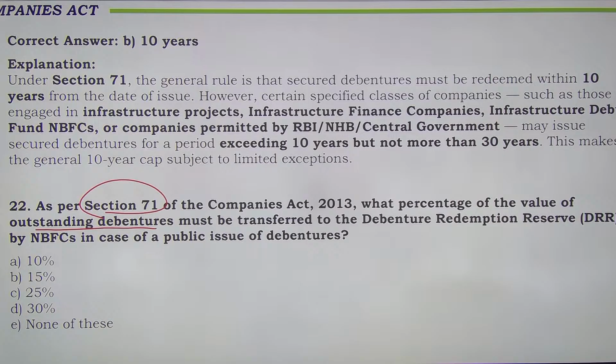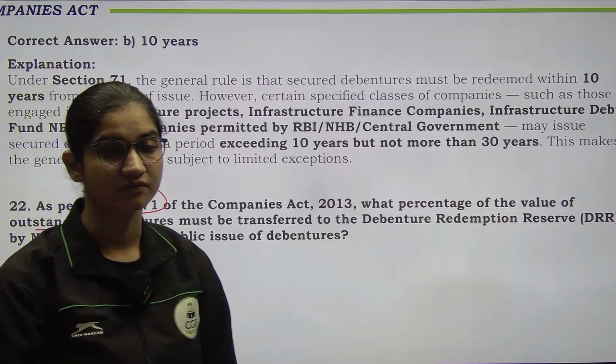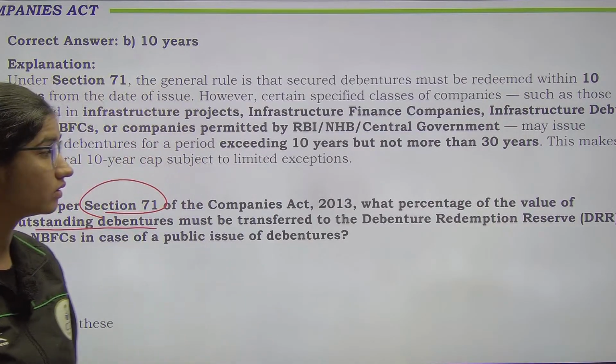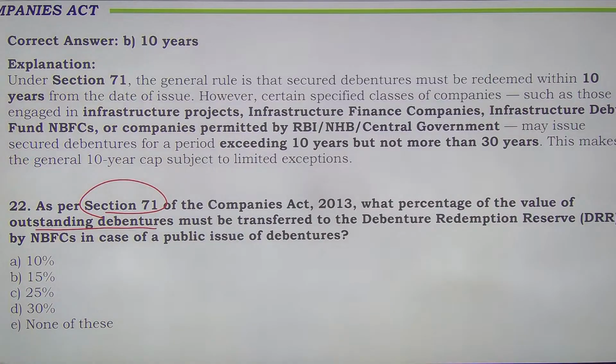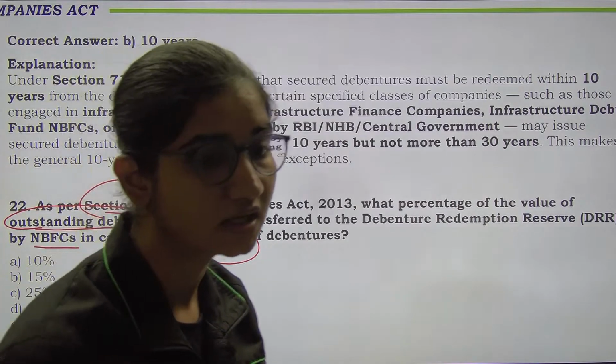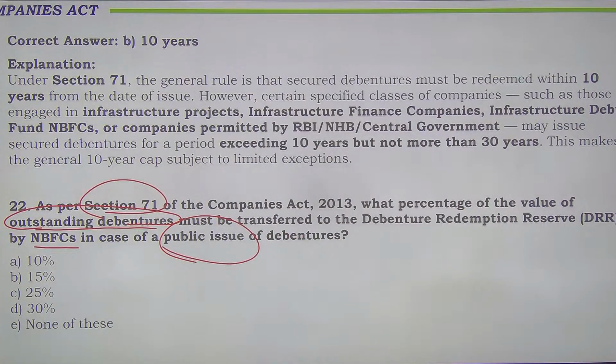Okay, debenture redemption reserve. There is a reserve that has to be created. Okay, why? In order to redeem the debentures. So how much amount or what percentage of outstanding debentures has to be transferred to DRR by NBFCs in case of public issue? So you have to remember that they are asking you for the NBFCs particularly, and also that they are asking for a public issue scenario. So please try to answer this particular question.